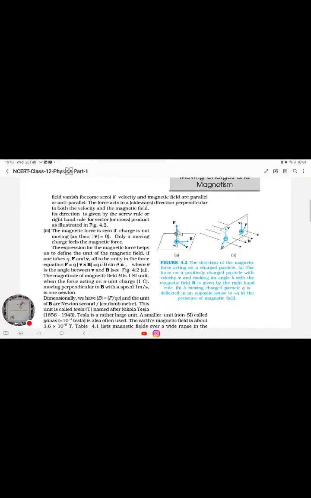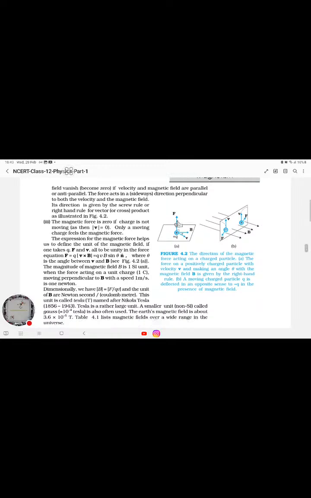The magnetic force is zero if the charge is not moving. If velocity is zero, the magnetic force is null. And even if the velocity is parallel or anti-parallel to the magnetic field, then obviously there is not going to be any magnetic force, and only a moving charge feels the magnetic force. Fine, great.